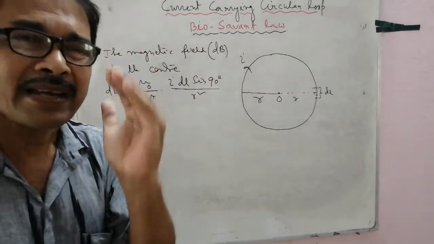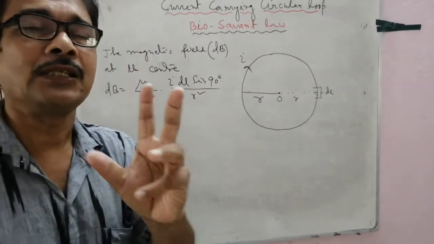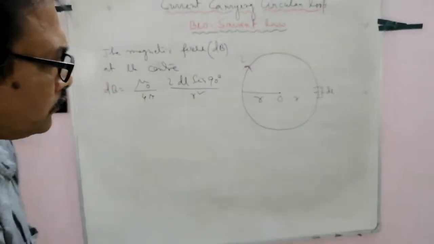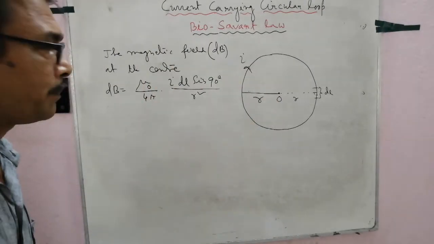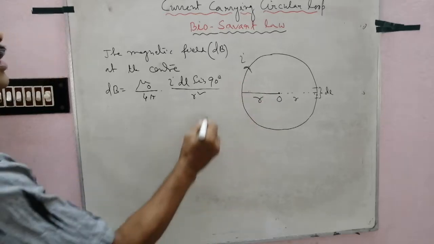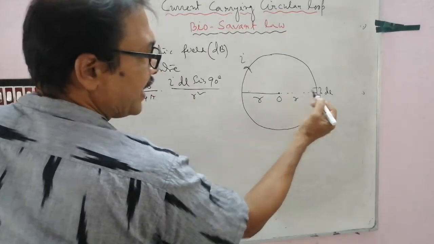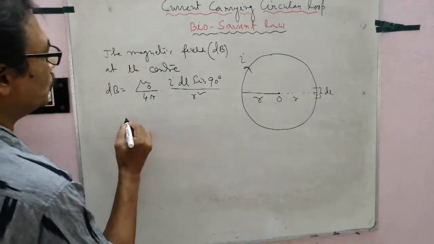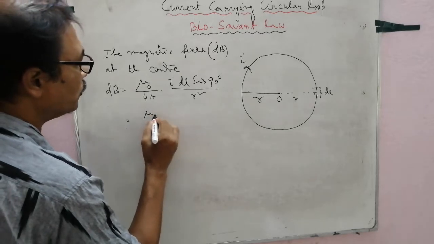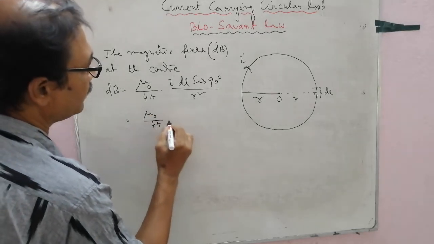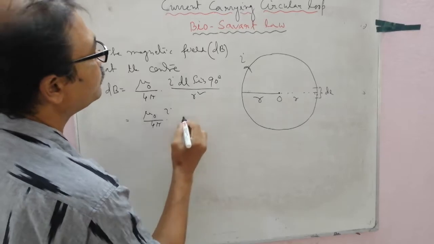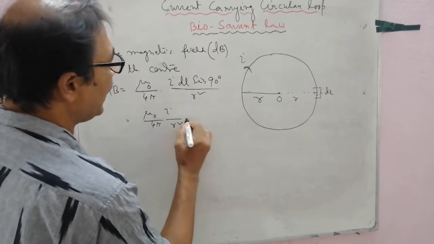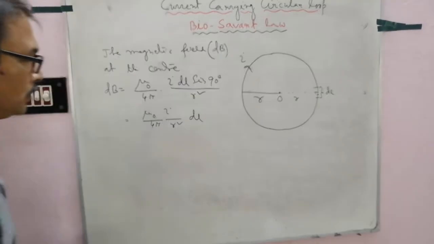Why am I mentioning center? This will be discussed later. Why I am saying center, I will discuss later. I sin it, this angle is 90 degree. So dB equals mu0 by 4 pi I by r square dl. Follow?